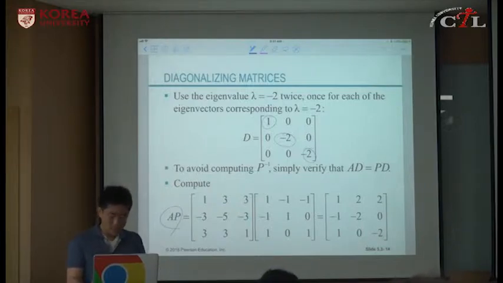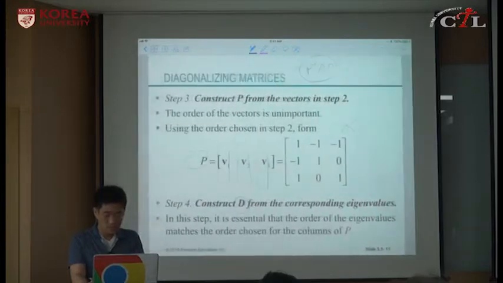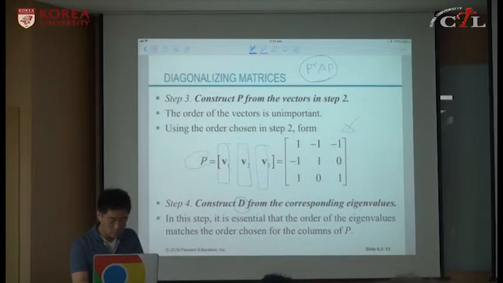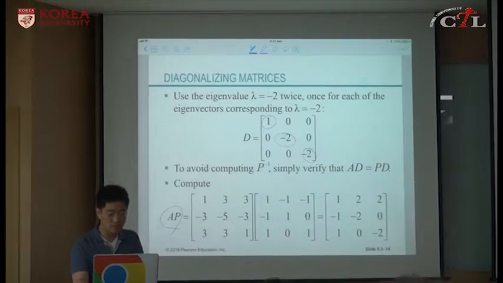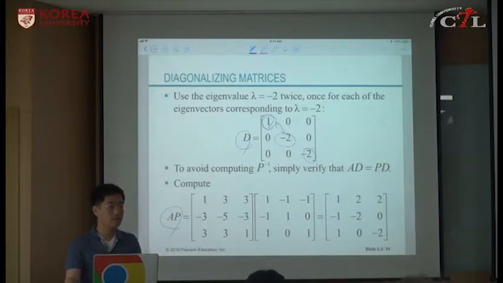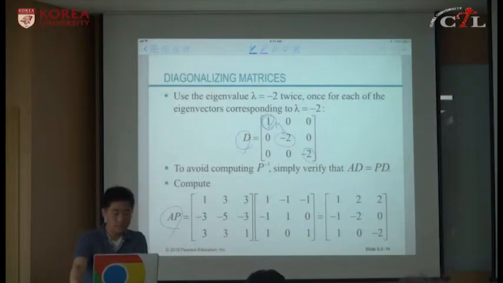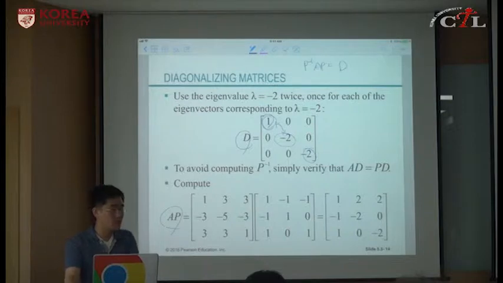Let me make another note about it. What if we form the matrix P by reordering these columns differently? Let's just interchange the first and the second column in this matrix P, and also in this diagonal matrix D, let's swap these two elements, 1 and negative 2. In that case, are these also a valid P and D?